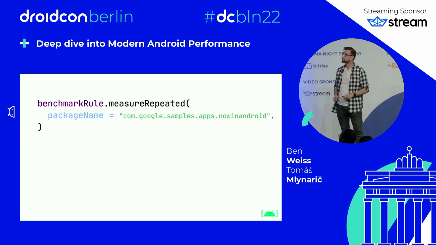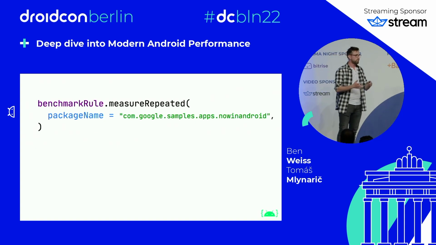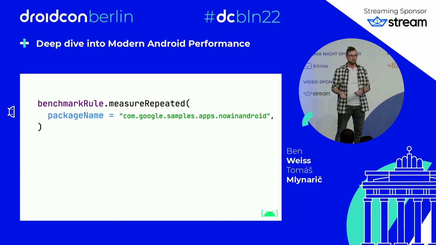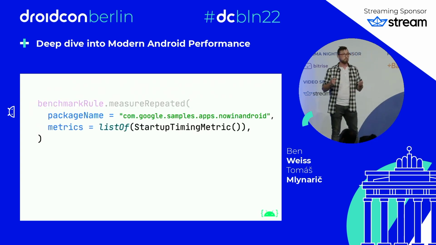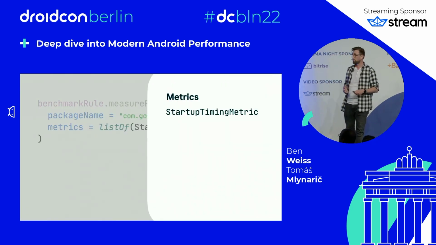First, let's specify the package name. The benchmark library runs out of your application process, so we need to specify which application to interact with. The reason for that is that Macrobenchmark can stop, start, reinstall, and recompile the ahead-of-time compilation of your application, so that's why we run out of process.